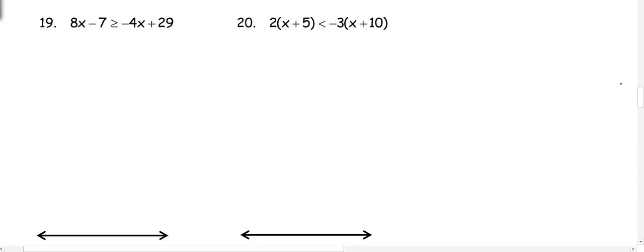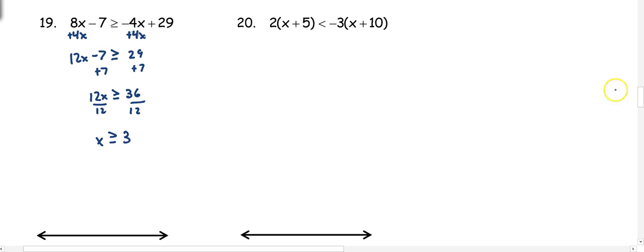19 and 20 have variables on both sides. So remember, in this case, we always want to try to get the variable to the left side. So I'm going to move 4x to both sides by adding 4x because it was negative. So we get 12x minus 7 is greater than or equal to 29. I'm going to add 7 to both sides. So we get 12x is greater than or equal to 36. And then we're going to divide both sides by 12. We get x is greater than or equal to 3.